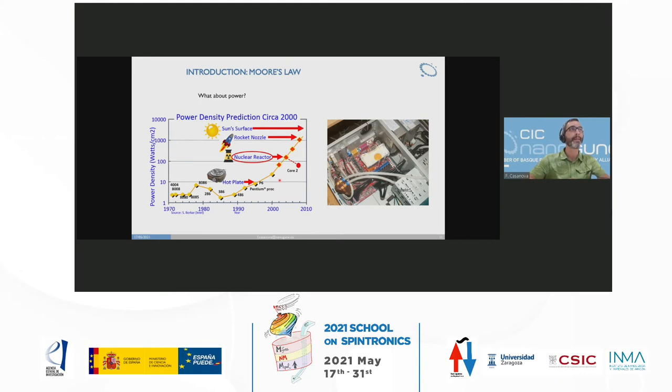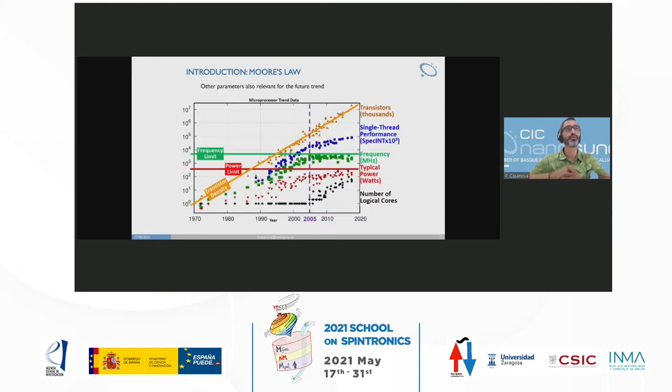So we have to look at other parameters here, not only Moore's law, that's the transistor density, that's the yellow curve. Actually, because of the heating problem already in 2005, that's 15 years ago, the frequency of the transistors was not increased anymore.